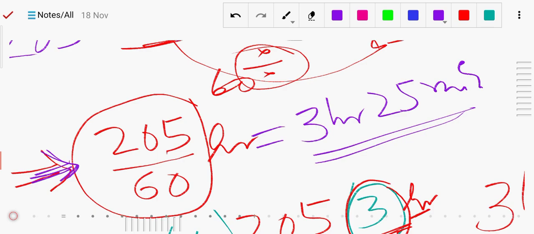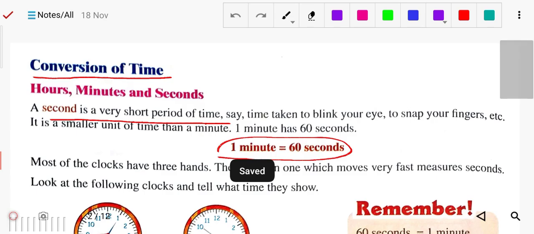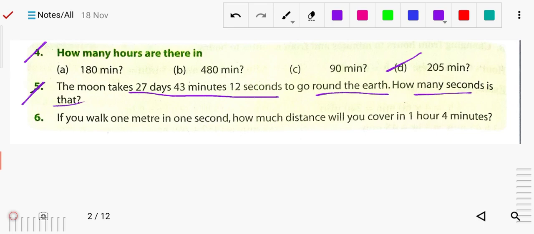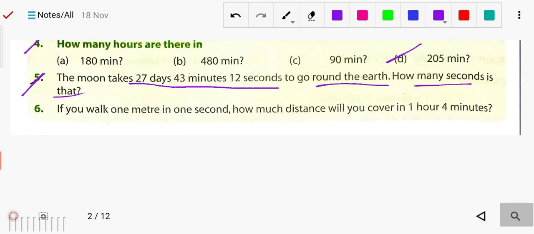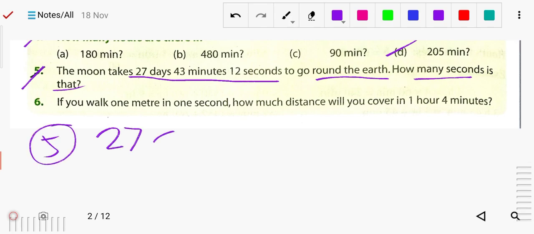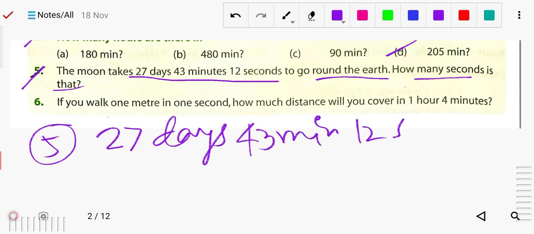Okay, now next we will solve the next question, which is number 5. The moon takes 27 days 43 minutes 12 seconds to go around the earth. How many seconds is that? So here we have to change all this to the second. So the question given, number 5, is 27 days, okay, 43 minute and 12 second.